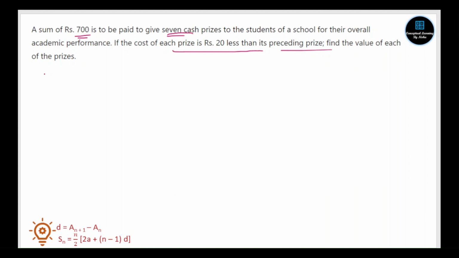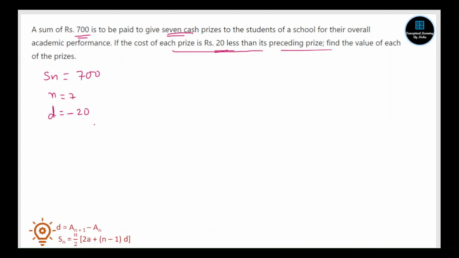So first of all, let's list down everything. Sn equals 700, n equals 7. Then this 20 is nothing but d, the common difference. It is 20, but see what they are saying: 20 less than the preceding prize means what? It is decreasing every time. So d is minus 20.